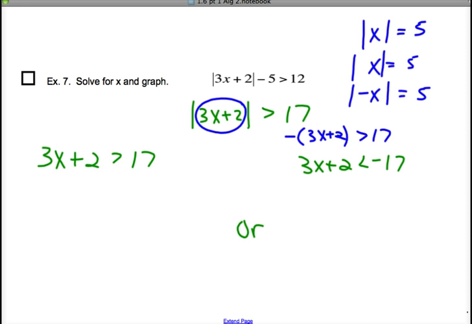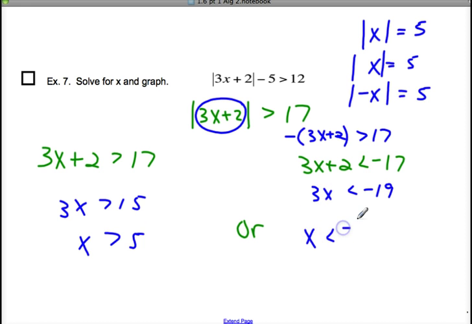Solve the same way, you're going to do the same steps. Here we're going to minus 2, get 3x is greater than 15. Divide by 3, we get x is greater than 5. Or subtract 2 over here, you get 3x is less than negative 19. Divide by 3, you get x is less than negative 19/3.